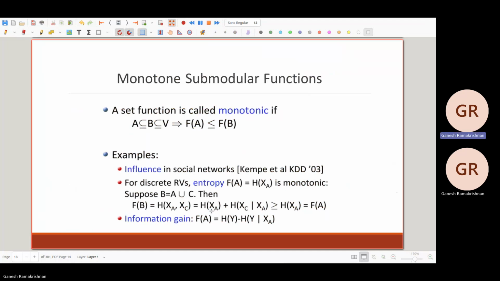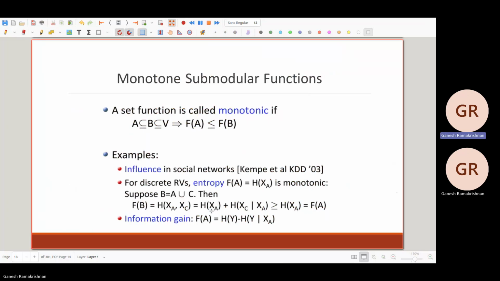It's influence in social networks. One of the most beautiful examples, and this is going to be my last important example, is entropy. In fact, a lot of submodularity was always discussed by Shannon. If you look at Shannon's properties of entropy functions, you'll find that they are actually properties of submodular functions. So entropy was the oldest, very well-known submodular function.